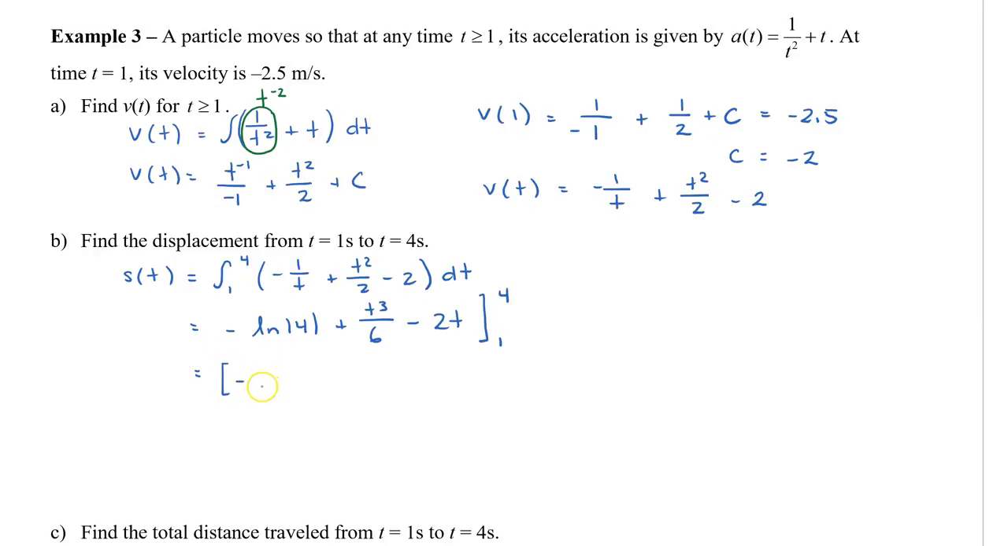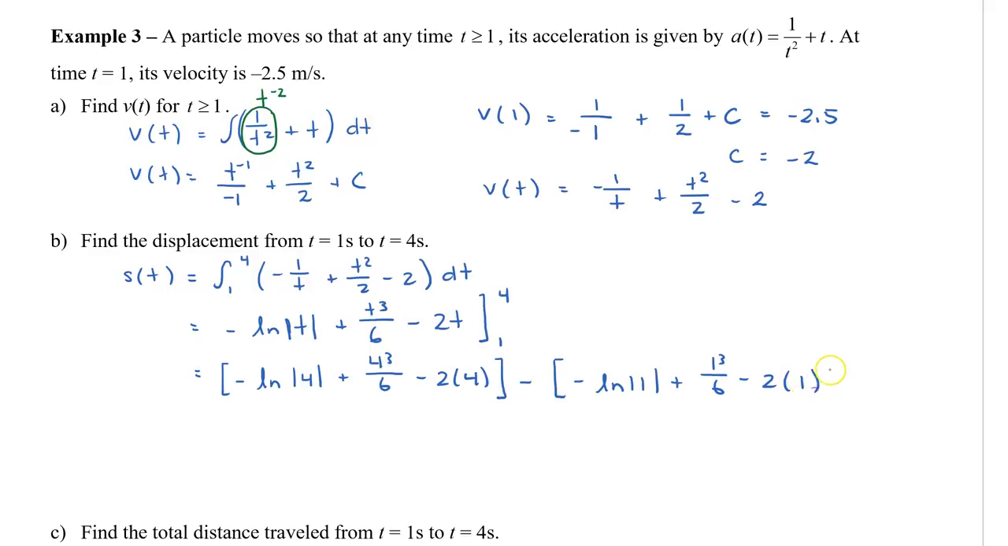So we get negative, oh, sorry, I made a mistake. I kind of did that ahead. So this should actually be t inside here. So this will be the natural log of 4 plus 4 cubed over 6 minus 2 times 4, and then minus the negative natural log of 1 plus 1 cubed over 6 minus 2 times 1. Okay, so simplifying these numbers, we get negative natural log of 4 plus 64 over 6 minus 8.